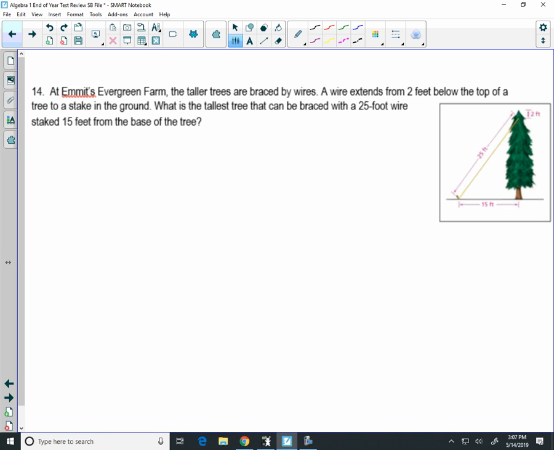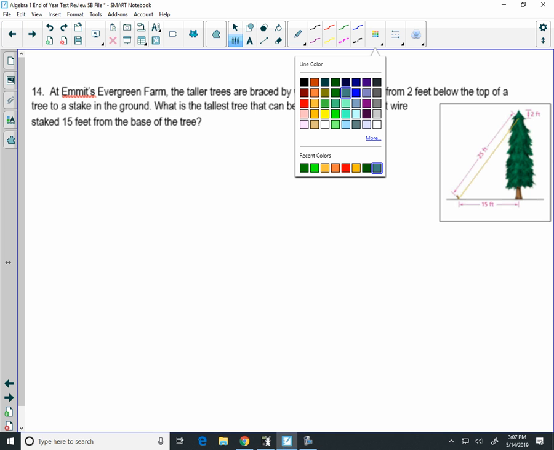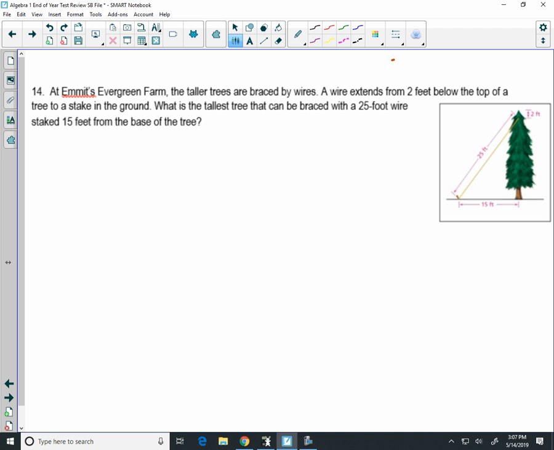So in this picture here that I have in color on the smartboard, the yellow is the wire. And we have some values there. 25 is out here. That's going to be our c. 15 we have down across the bottom. I'll go ahead and make that a. And we need to solve for b.